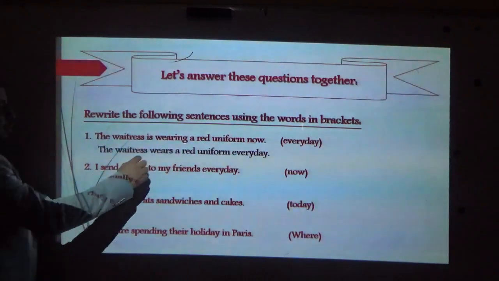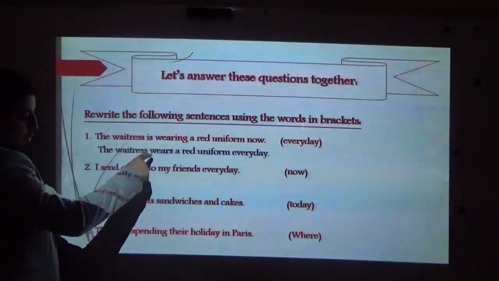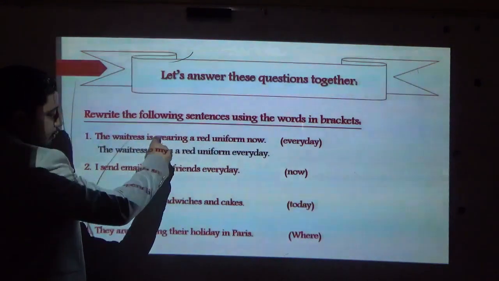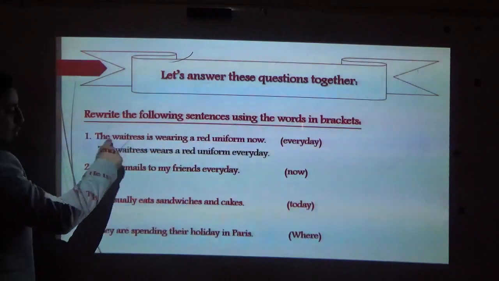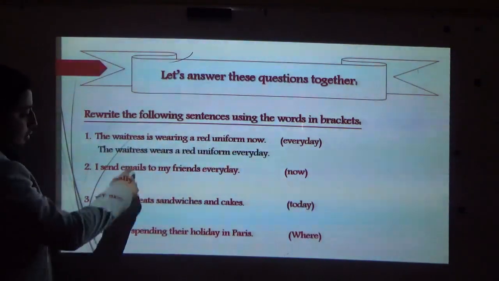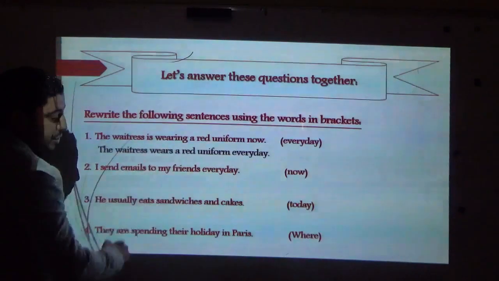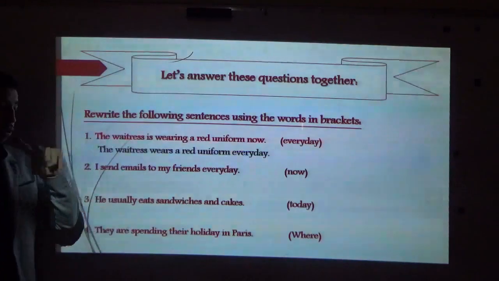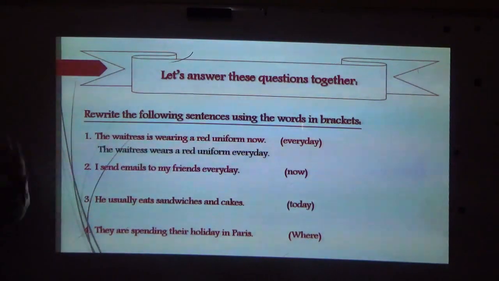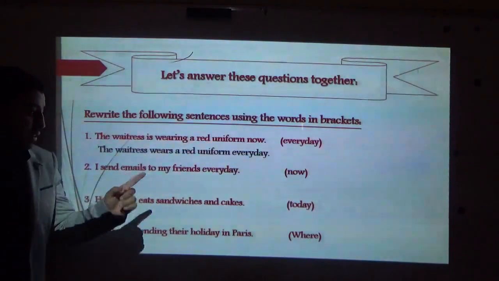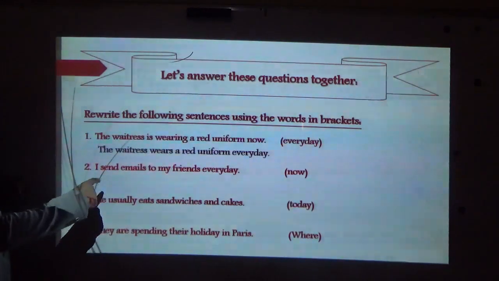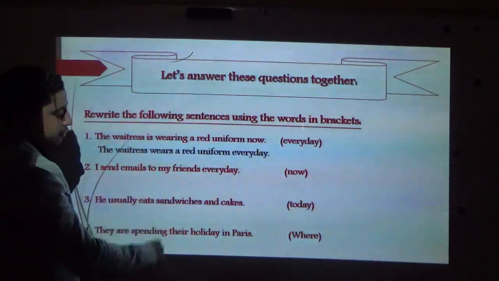Here we remove ing and is, and we put s for the verb. The waitress wears, the verb wear, and we add s because the waitress is a singular subject. Waitress is one, so we put here wears. Okay? Did you remember? We put s to the singular subject. But if we have a plural subject, we don't put s. Number 2, I send emails to my friends every day. Is this one present simple or continuous? Yes, present simple. I send emails to my friends every day.